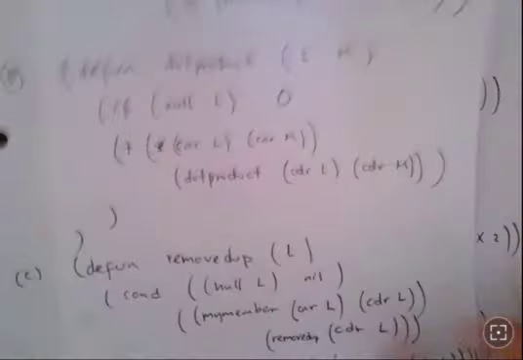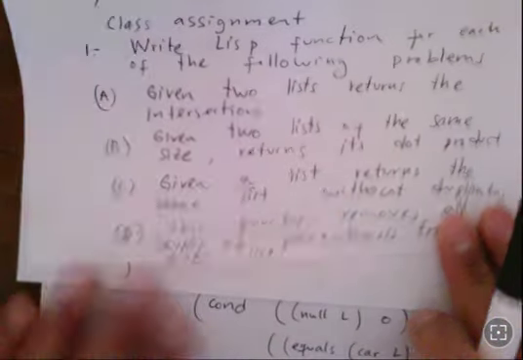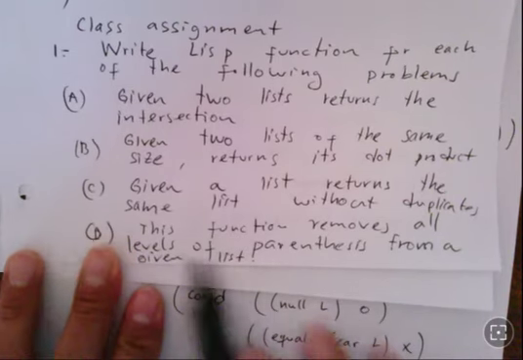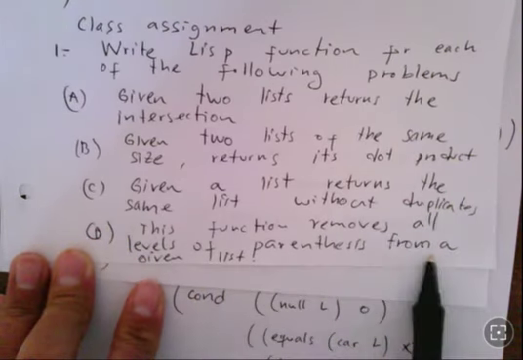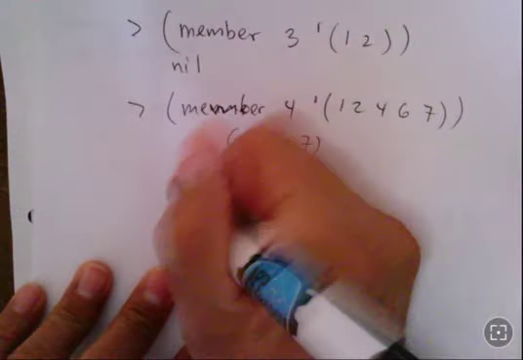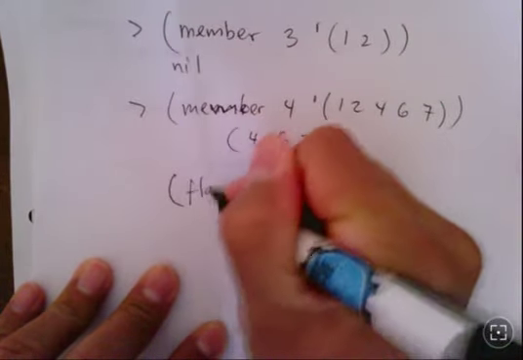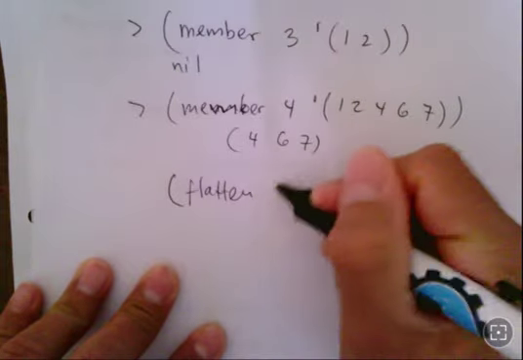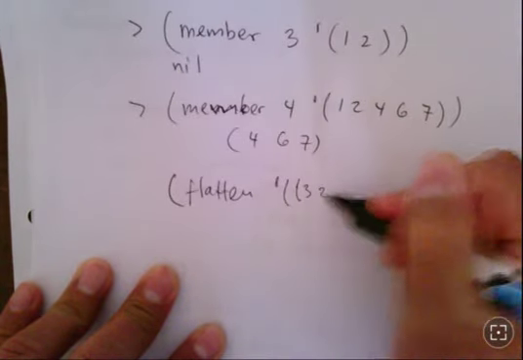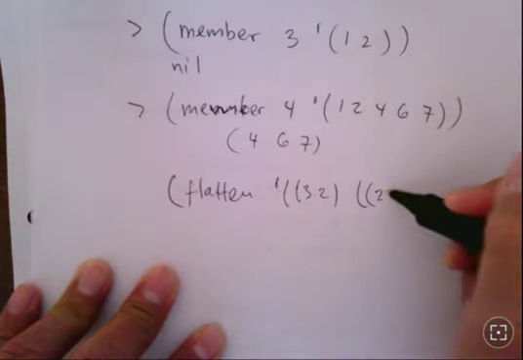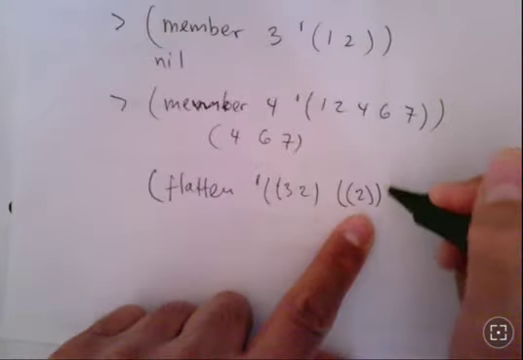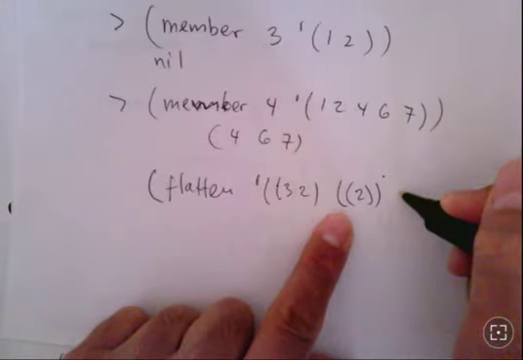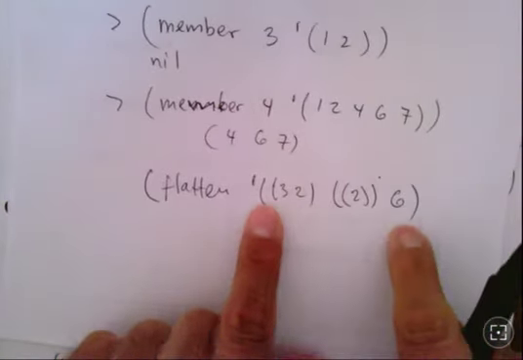Let's see question D for this set of exercises that we're practicing. So question D, it says, this is a very good question. This function removes all levels of parentheses from a given list. So what this means, I think I didn't type an example here, is if we call this function that is flatten, let's see that we got something like this, 3, 2, then here I have 2, 2, and then maybe here I have a 6. So this is my list.